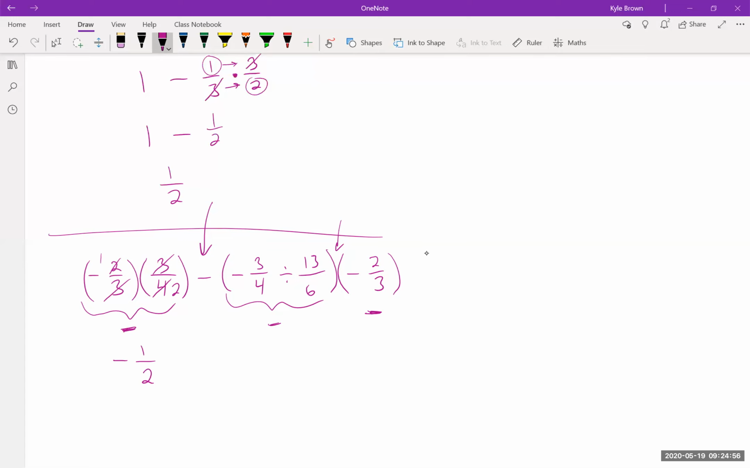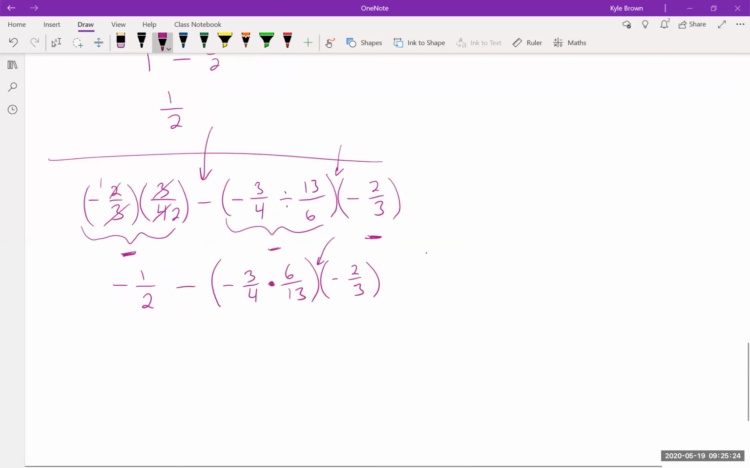So -1/2. I'm going to leave the minus, so minus. And now I'm going to do this division part. So let's rewrite it first. I'm going to say -3/4. And I'm going to change this to times 6/13. And then times -2/3. Yeah, and remember when brackets are just written beside each other like that, it means times as well, right? I didn't have to write times.